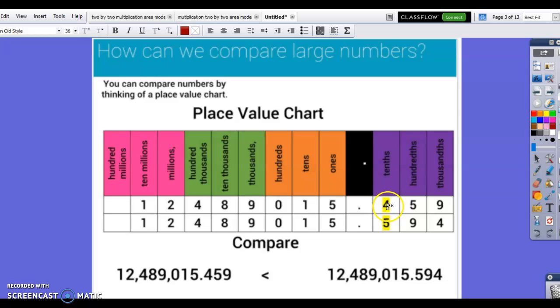So because 4 in the tenths place of the first number is less than 5, it would read that 12,489,015 and 459 thousandths is less than 12,489,015 and 594 thousandths. You do not have to write this down. If you want to pause the video to do so, you are more than welcome to.